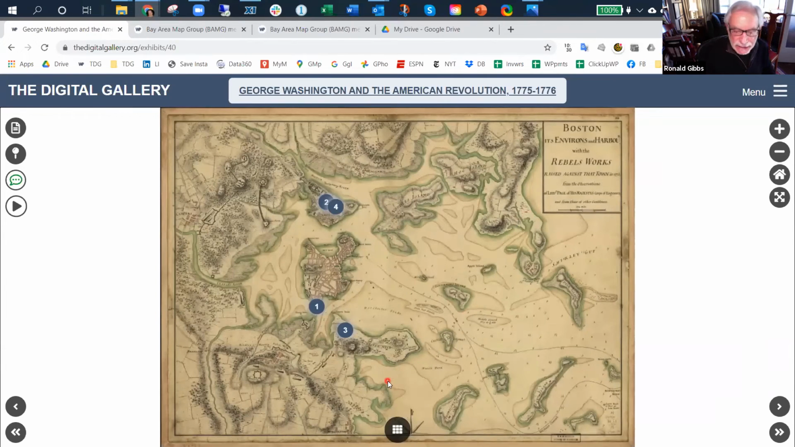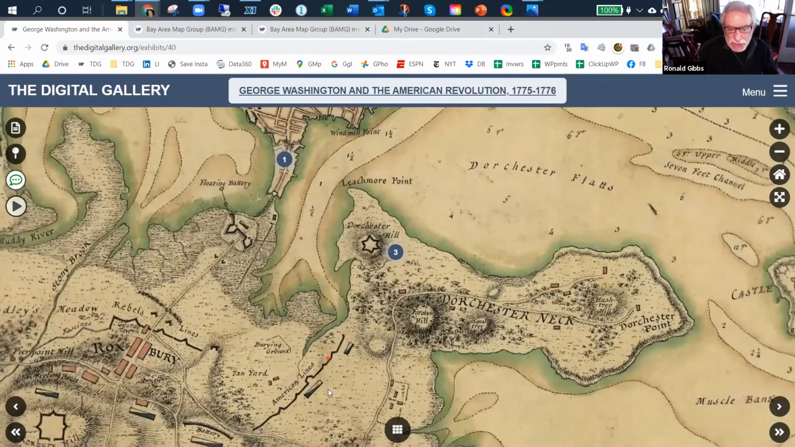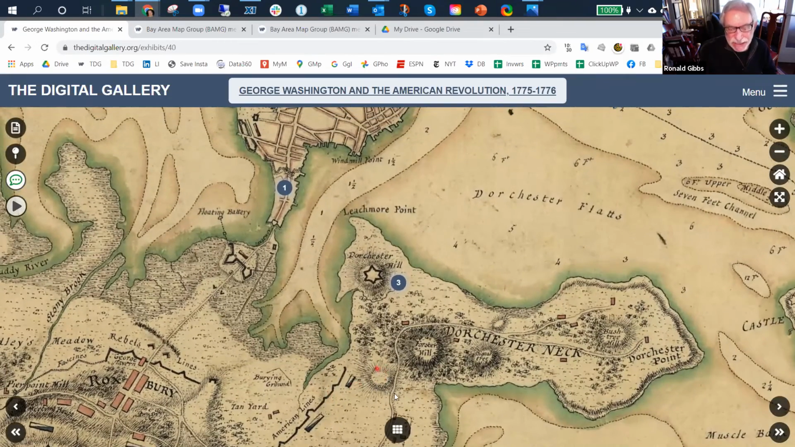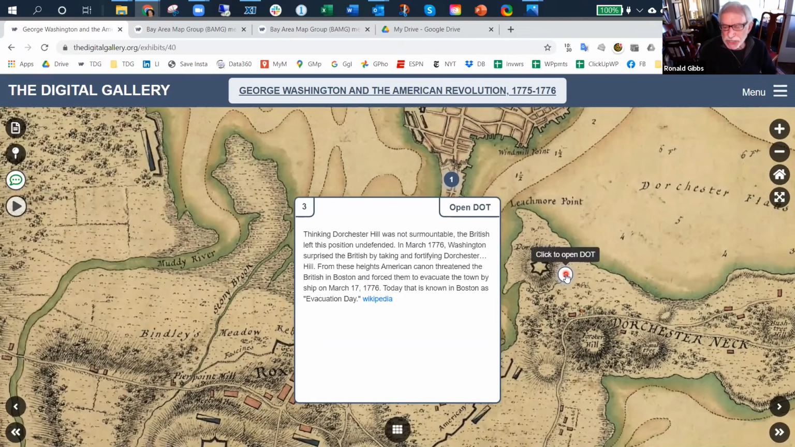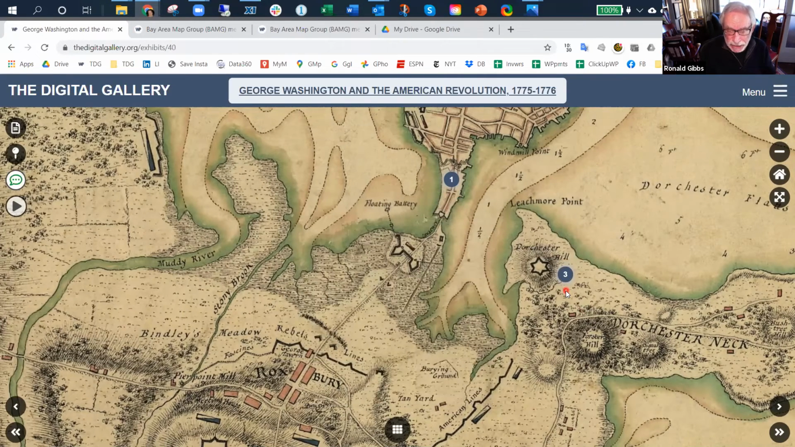So George Washington takes command, and there's pretty much stalemate in the remainder of 1775 and the first couple of months of 1776. And then let's zone down on number 3, because in March 1776, George Washington takes advantage of an oversight by the British. And he fortifies this position on Dorchester Hill. And from here, his cannon threaten the British. And there's a negotiation, and the British General Gage has to evacuate Boston because otherwise the cannon will fire upon him. He evacuates, he takes the Loyalists and his army, and he sails off to far off Nova Scotia.